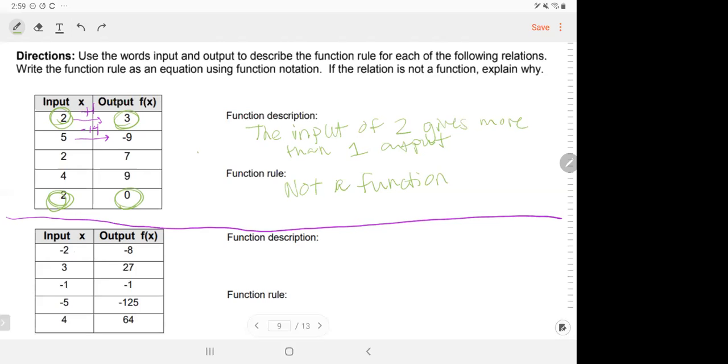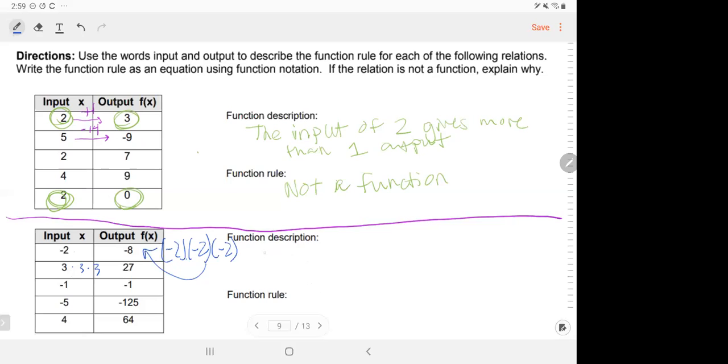So what's another way I could get from -2 to -8? Well, we've been learning about exponents, and I know that -2 times -2 times -2 will get me -8. Let's see if it works for everything else. So let's try 3. If I do 3 times 3 times 3, that will get me 27. So I am just taking the input and I am cubing it. I'm multiplying it by itself 3 times.